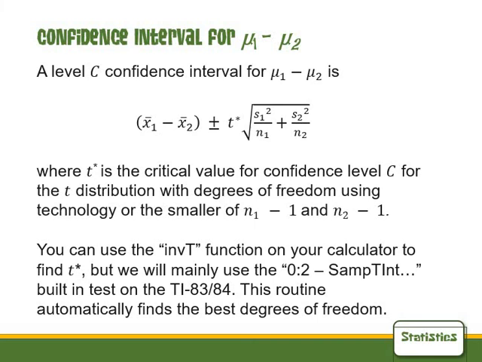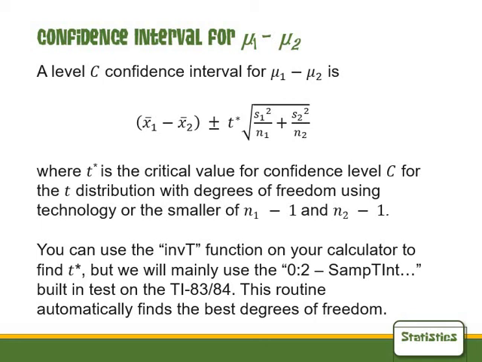So we have here the confidence interval for mu1 minus mu2. If we're trying to find an interval for the difference in the population means using two independent samples, of course you have to pick a particular confidence level. So the level C confidence interval for mu1 minus mu2 is given by this formula.